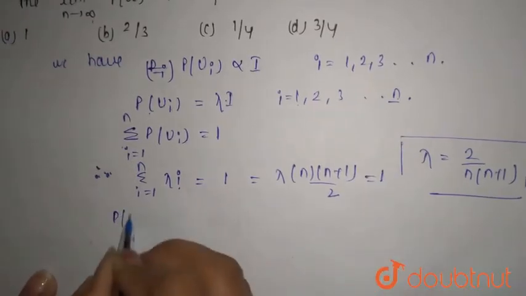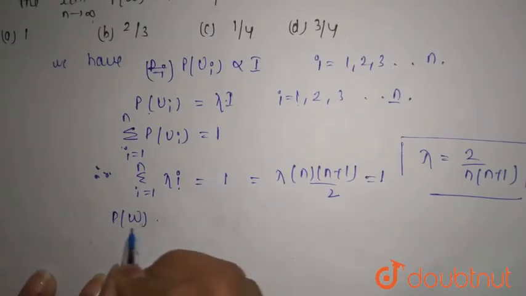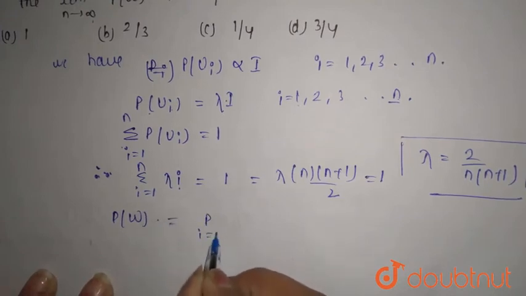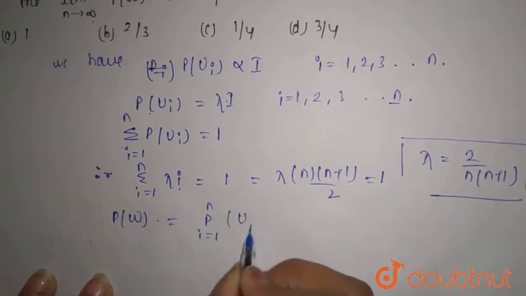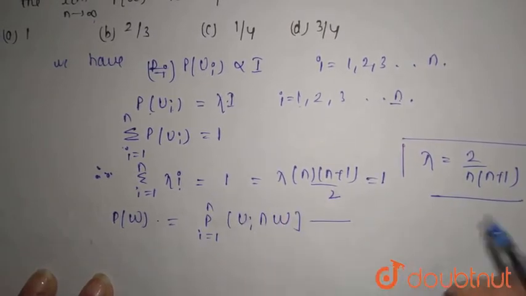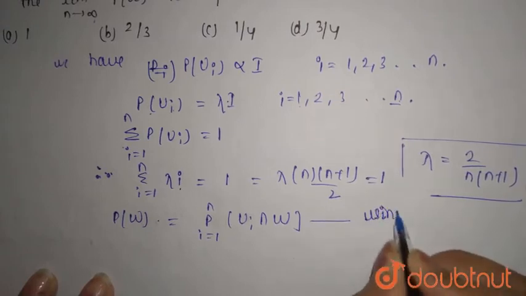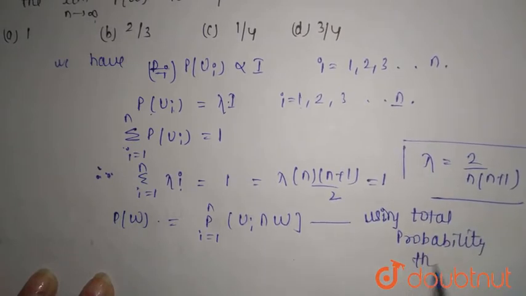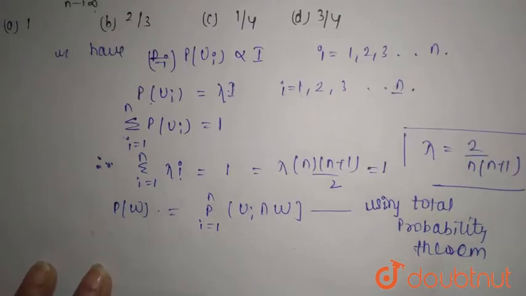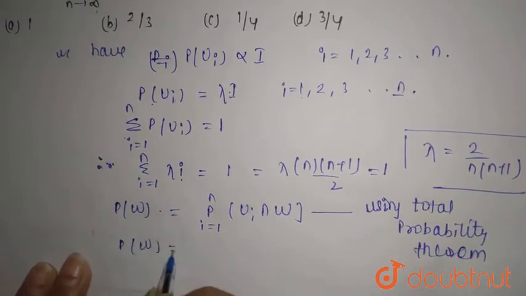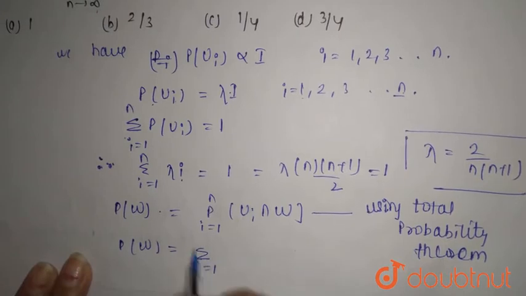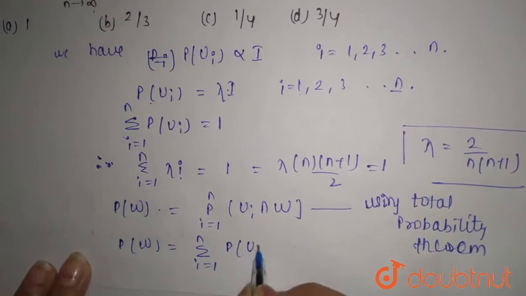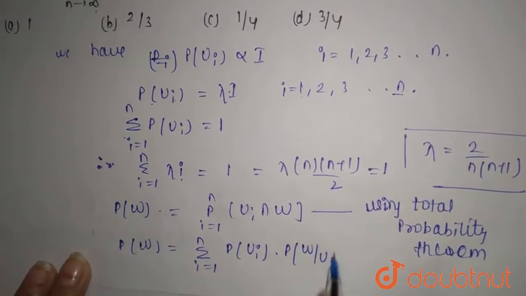Now we are given that P of W denotes the event of getting a white ball. That is, using the total probability theorem, P of W is equal to the summation of i equals 1 to n of P of Ui intersection W. This can be written as P of Ui into P of W given Ui.